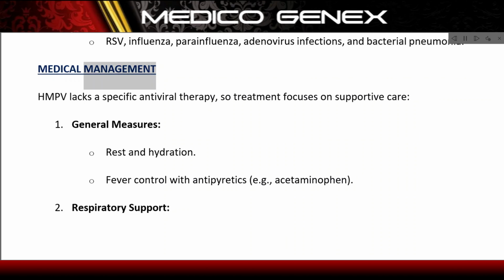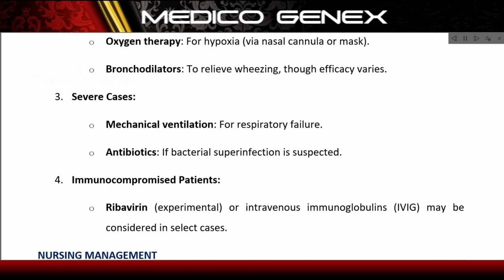Medical management. HMPV lacks a specific antiviral therapy, so treatment focuses on supportive care. General measures. Rest and hydration. Fever control with antipyretics, example acetaminophen. Respiratory support. Oxygen therapy, for hypoxia, via nasal cannula or mask. Bronchodilators, to relieve wheezing, though efficacy varies. Severe cases. Mechanical ventilation, for respiratory failure. Antibiotics, if bacterial superinfection is suspected.